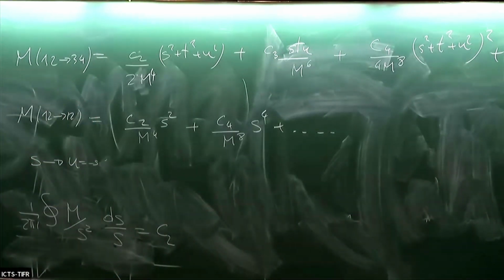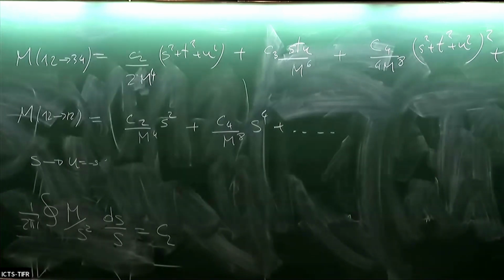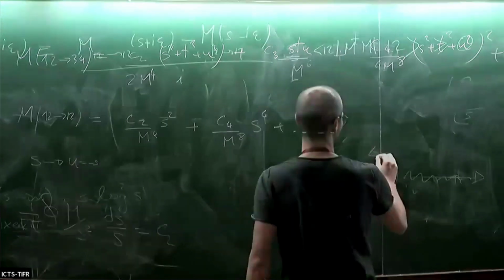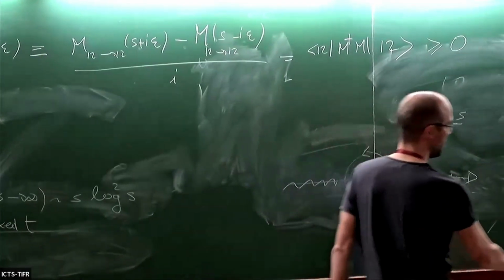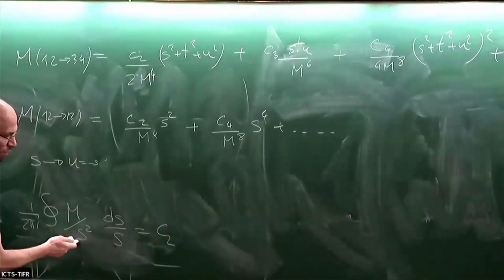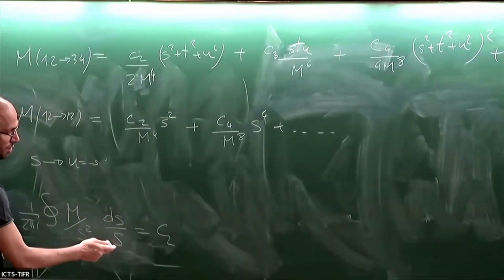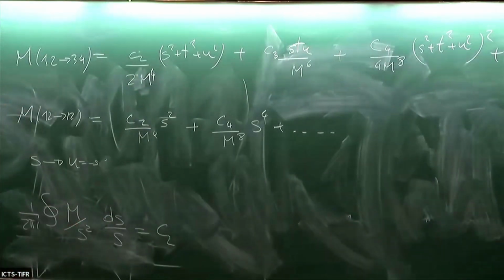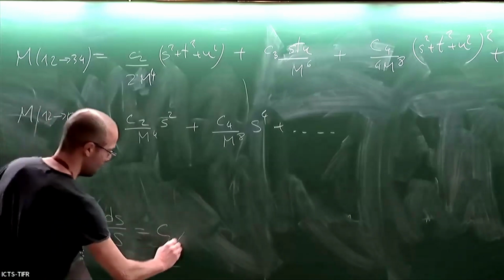We are using analyticity, using this. So we are doing a contour around the origin. There's a pole here, so we divide by 2 pi i, and then we insert the pole. This is going to give us C2 over m to the 4.